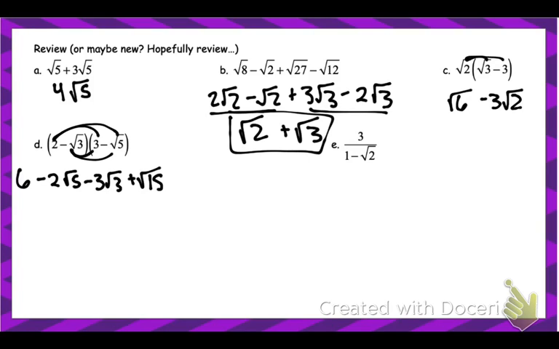Then the last example, we're going to look at something called the conjugate. So in order to rationalize this and then get the square root out of the bottom, I can't just multiply by square root of 2, because that's still going to give me that irrational in the bottom. So what I have to do is multiply by something called the conjugate, which is going to be 1 plus the square root of 2.